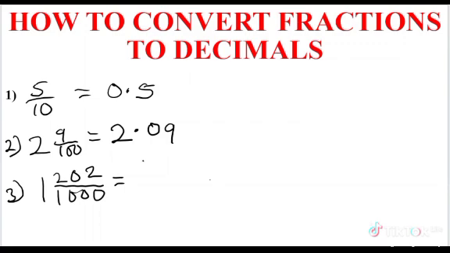The third one says one whole number 202/1000. So as usual we put our point, then we put our 202. Now this 2 is on tenths, the 0 is on hundredths, and then the last 2 is on thousandths. So that is why we put it that way.